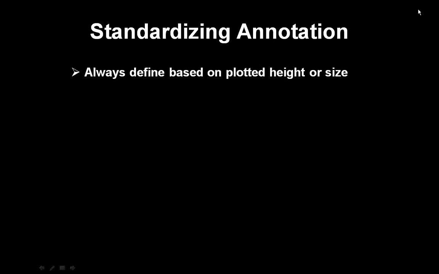So one thing that you always want to do is to base your annotation standards on the plotted height or size. And what I mean by that is, instead of having a standard that says, well, on a 50 scale drawing I want my road names to all be 10 units high, or on a 40 scale it's going to be 8 inches high, or 8/10 of an inch high. Instead of doing that, we want to really develop something that's irrespective of scale.